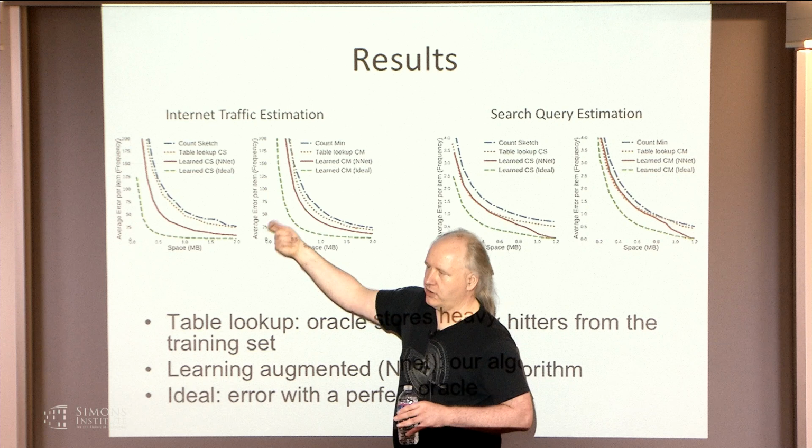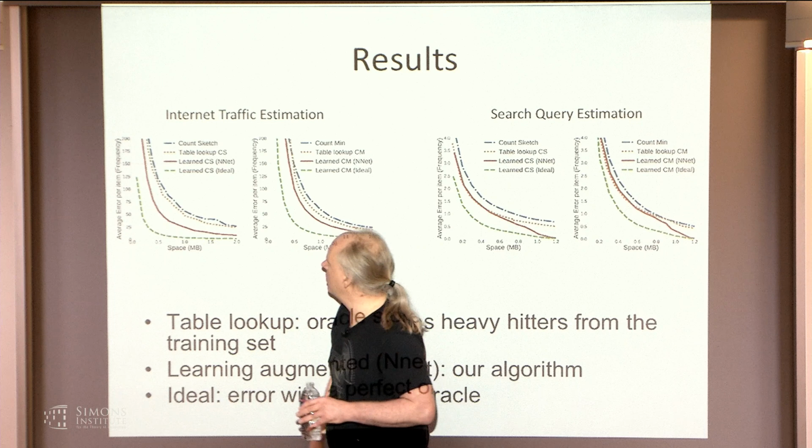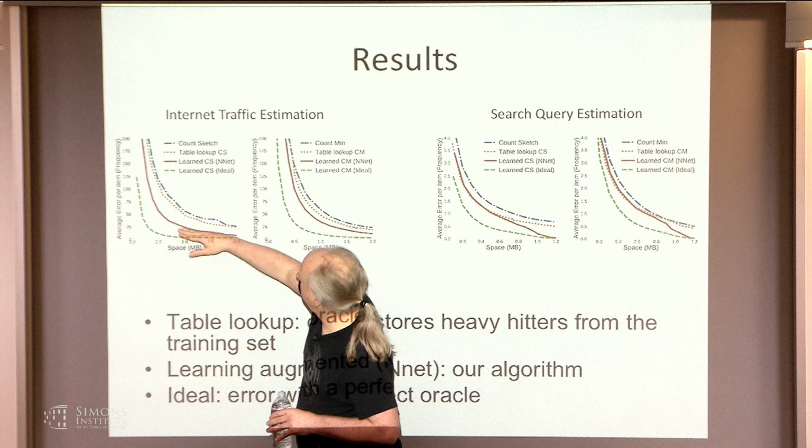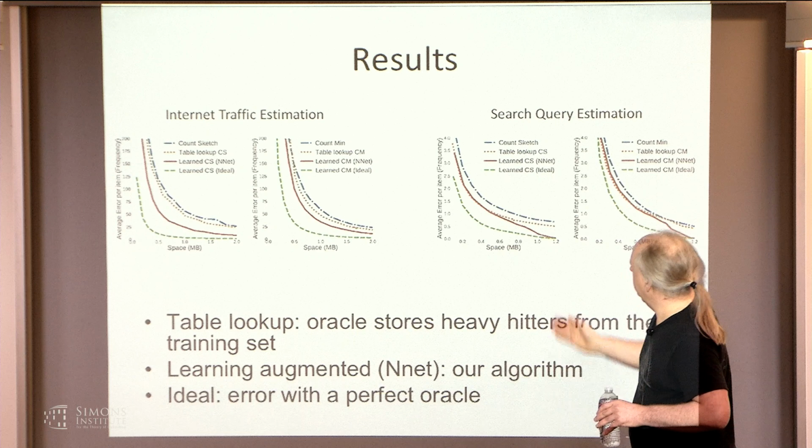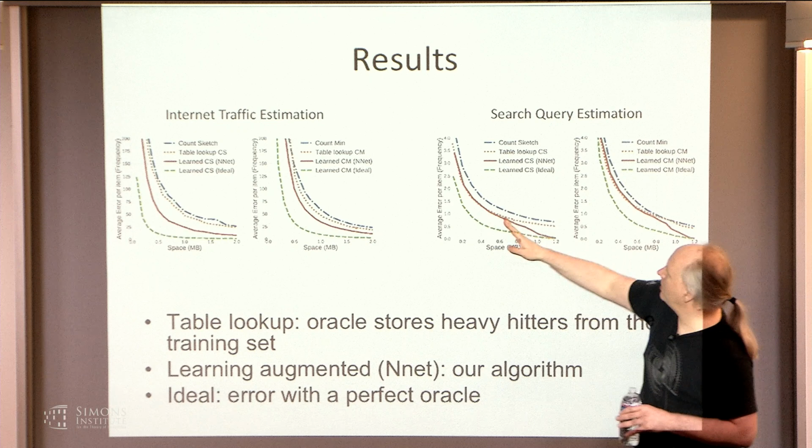Because I think it's like a statistical oracle, or just a storage oracle. So you can see that it does improve. It doesn't improve as much as the learned version on the internet traffic data. For AOL data, actually both behave very similarly, except for the very high space regime, where the gaps also grow. But earlier they basically behave very similarly.